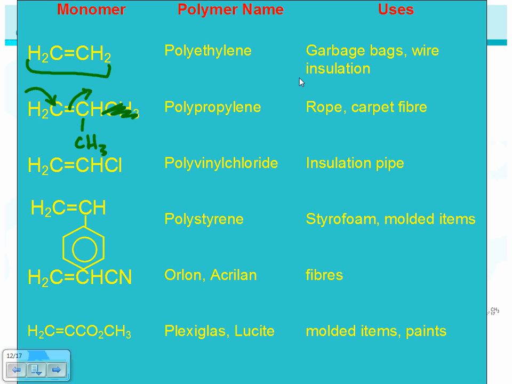Polyvinyl chloride is another one, so you've got chlorine attached to one of the carbons. Polystyrene is when you have a benzene ring attached to one of your carbons. And orlon or acrylan, another one, but you've got a carbon and a nitrogen attached there using a triple bond. And the last one, your plexiglass, is kind of cool because you've got quite a complicated substituent group. So if you change the substituent group, you can change the properties of the polymer. I've got some more on the next slide too, just to show you. And you're not expected to memorize all these, so don't worry about that.